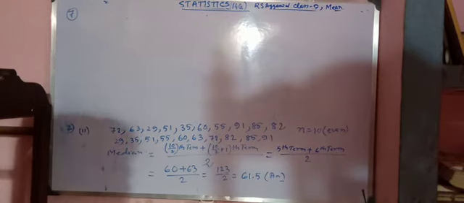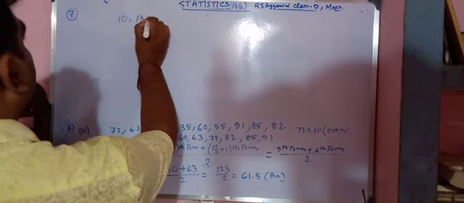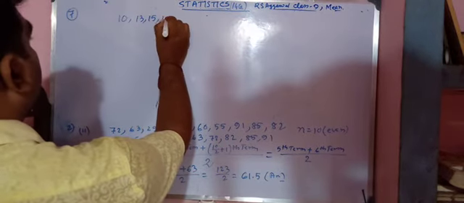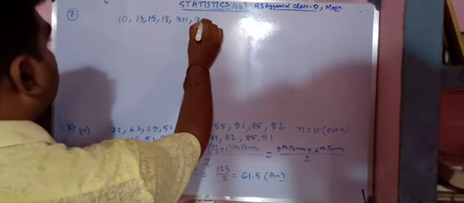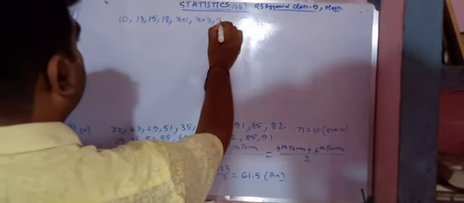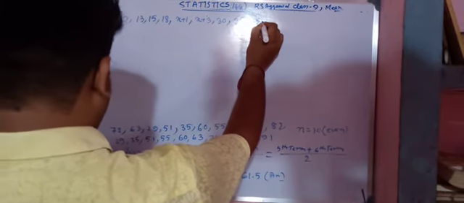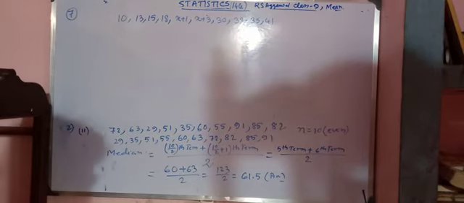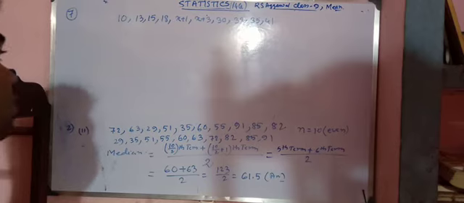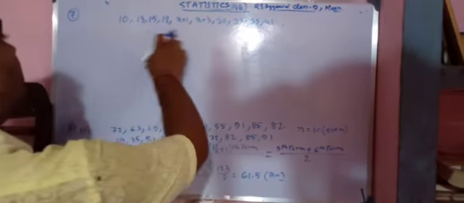If I am studying the question that if 10, 13, 15, 18, x plus 1, x plus 3, 30, 32, 35 and 41 are 10 observations in an ascending order with median 24. 10 observations with ascending order. These are in ascending order.